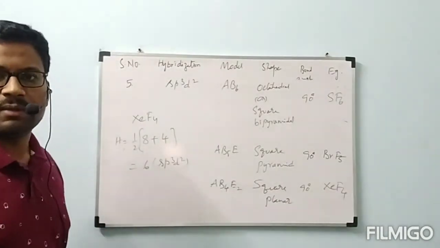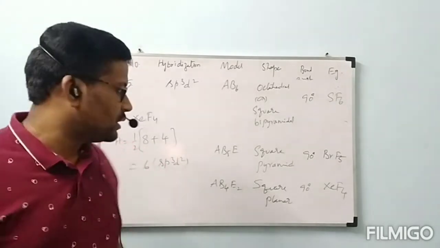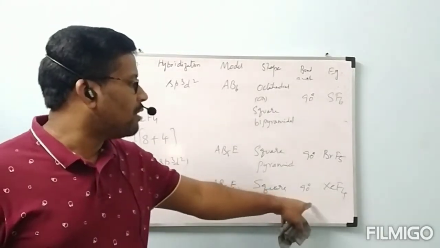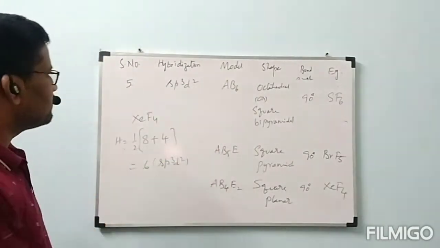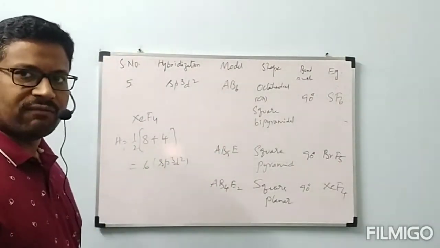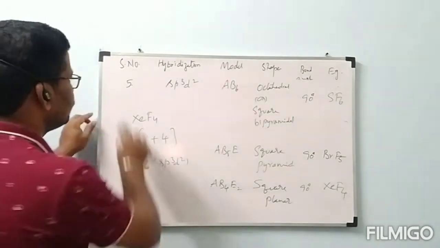Then this model will come under AB4E2. AB4E2 means square planar, bond angle 90 degrees, example XeF4. Okay, these are the models present under sp3d2. And the final one is sp3d3.